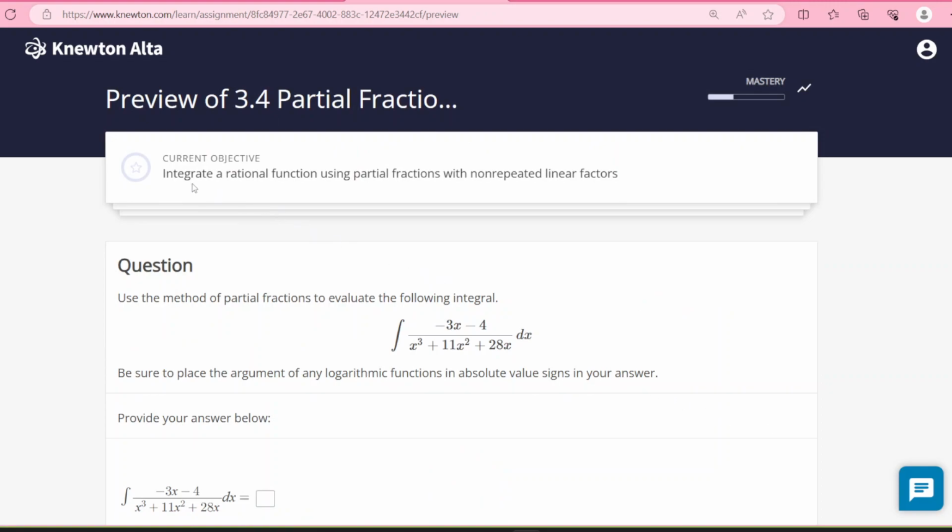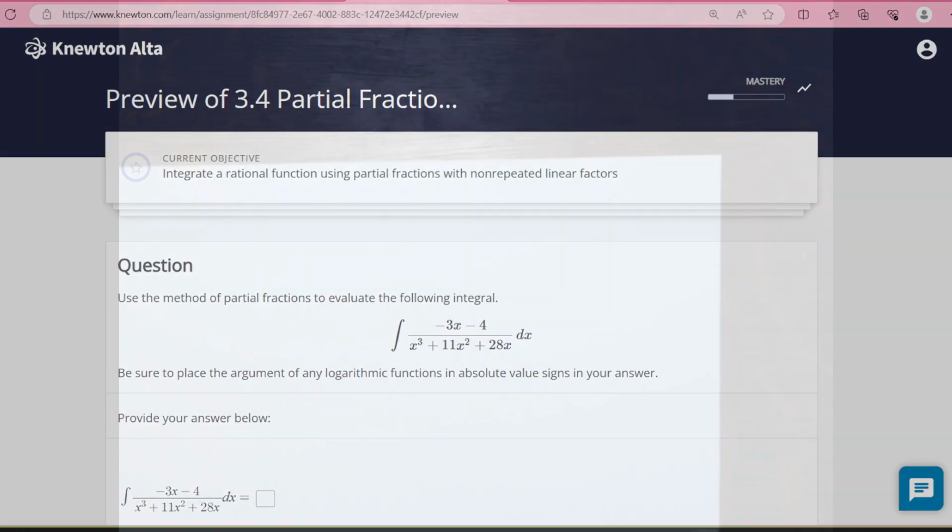Okay, so now we're in a new objective. Integrate a rational function using partial fractions with non-repeated linear factors. So we actually just saw this. The example before this had x plus 3 to the first and x plus 6 to the first in the denominator, non-repeating linear factors. So this will be very similar, but instead of having 2 linear factors in the denominator, it looks like we're going to have 3 because this is a cubic function in the denominator. All right, so let's write this out.